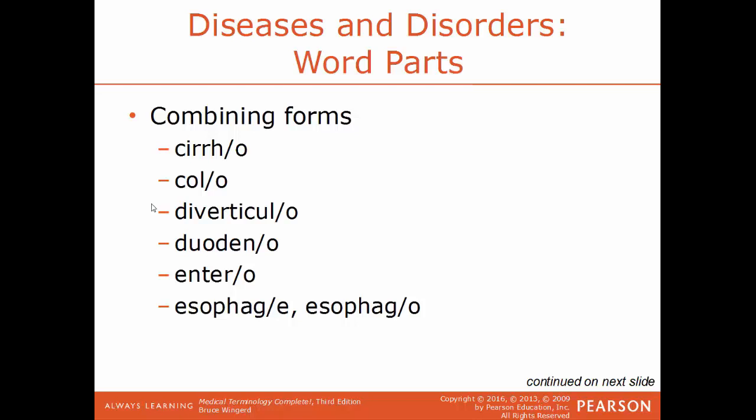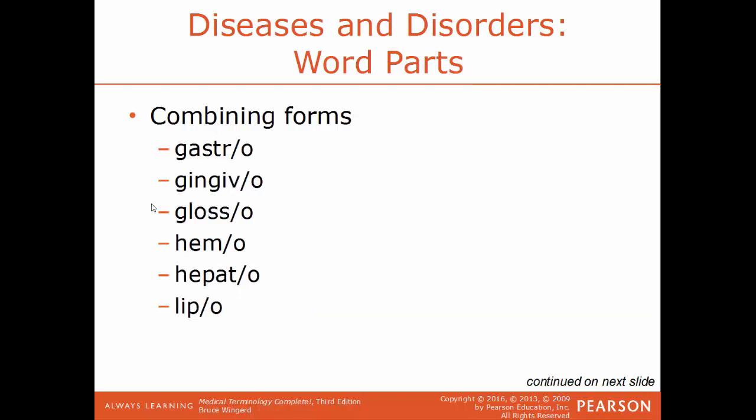And esophago is a reference to the esophagus. Gastro is a reference to the stomach. Gingivo is a reference to the gums. Glosso is a reference to the tongue. Hemo is a reference to the blood. Hepato is a reference to the liver. And lipo is a reference to a lipid or a fat.